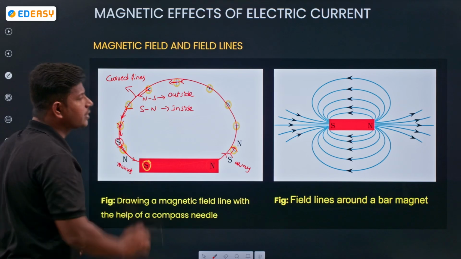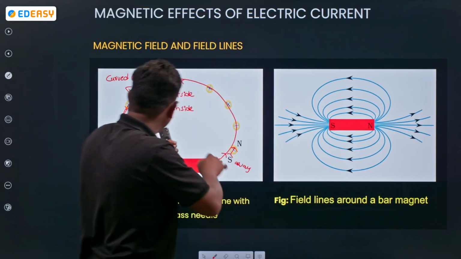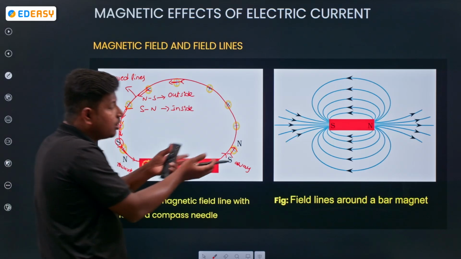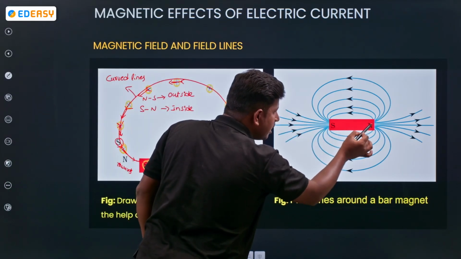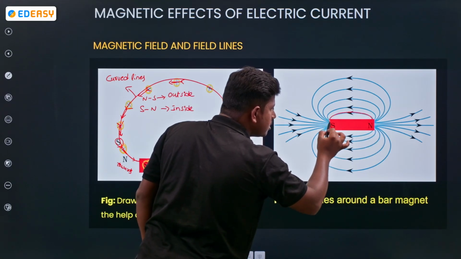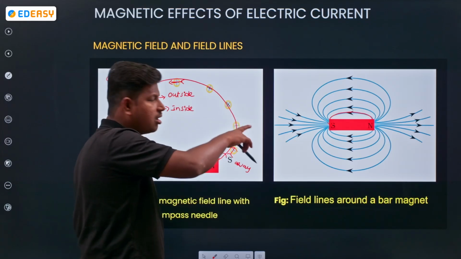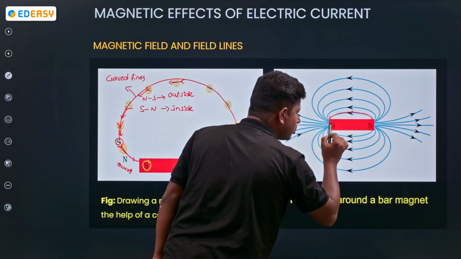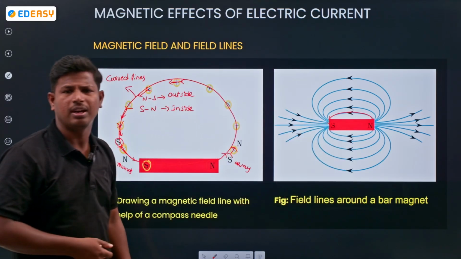Look at here. If you mark all these things, you will get it like this only. Right? The magnetic field lines travel from the north pole and end at the south pole, and again from south to north inside it. Like that, the field lines will be.